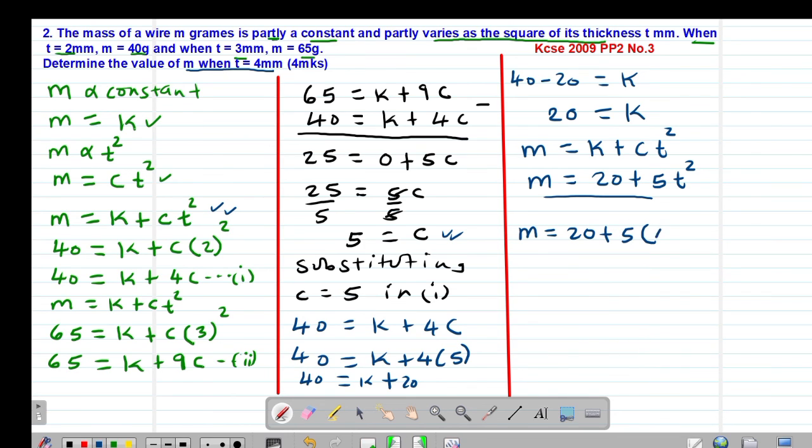M is equal to 20, plus 5 into T when T is 4 millimeters. So this will be 4, but because it is T squared, this will be 4 squared. So this will give me 20 plus 5 multiplied by 4 squared. I'm going to get 16. So this will be 20 plus 5 multiplied by 16. I'm going to get 80. So that means that 20 plus 80, I'm going to get 100. Therefore, the value of M will be equal to 100. That is when the value of T is 4 millimeters.